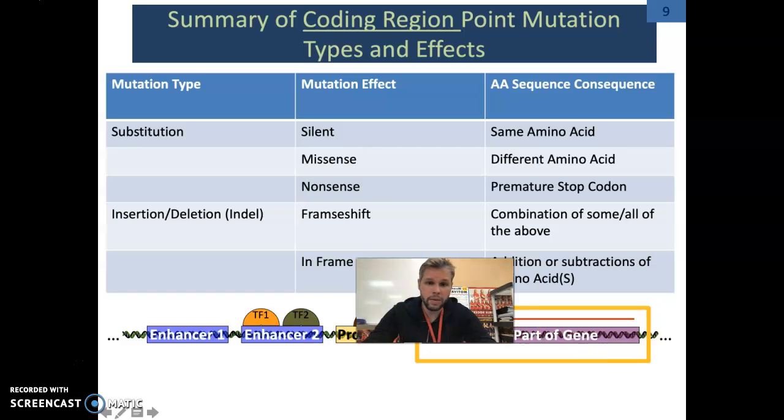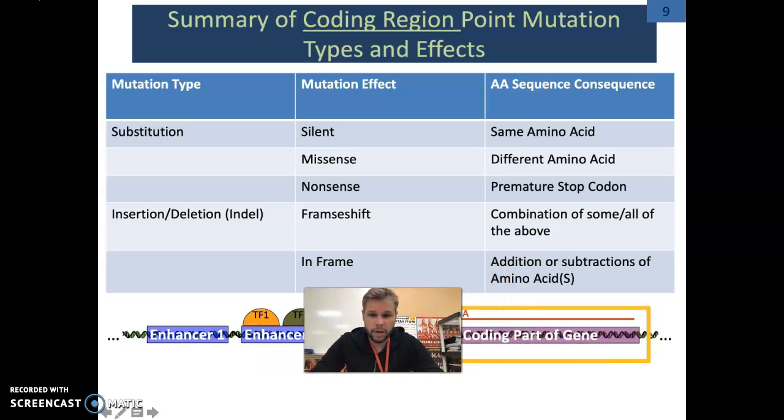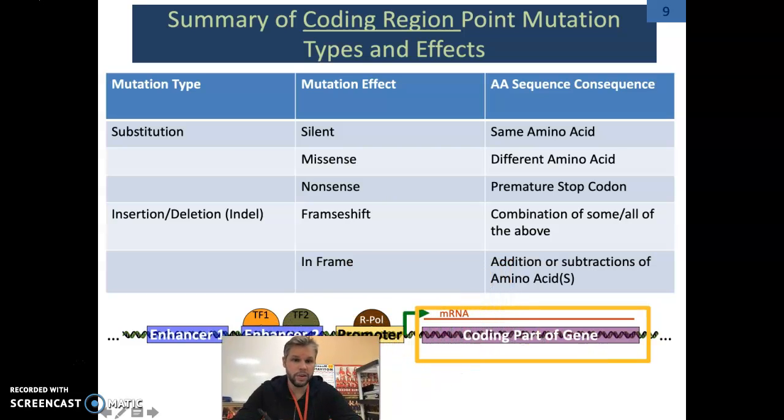Okay, so here's a review of how mutations can impact regions just in the coding part of the gene. Remember, we'll talk about enhancers and promoters later on. This table is a nice review for you guys, right? So we've got these substitutions or point mutations. The mutation effect could be silent, missense, or nonsense. And then the amino acid consequence is going to be the same amino acid, a different one, or a premature stop codon. Okay, the next ones are what we call indels.